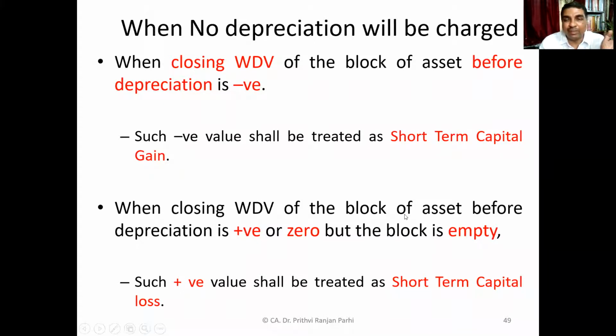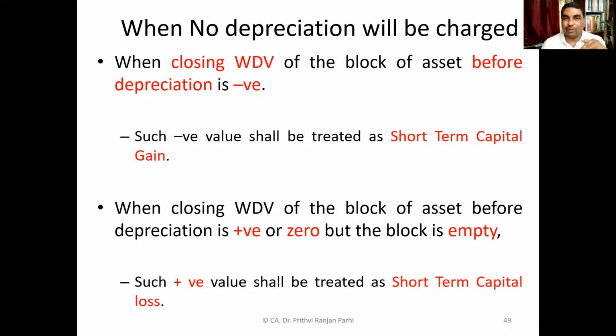If the closing WDV of a block of assets before depreciation is positive or zero, it's not negative, but the block is empty, meaning there is no asset in it and all the assets are sold out, in that case this positive value shall be treated as short-term capital loss. So a negative value is short-term capital gain and a positive value is short-term capital loss when the block is empty. You will remember these two concepts, but you'll be able to understand these two points only through examples.